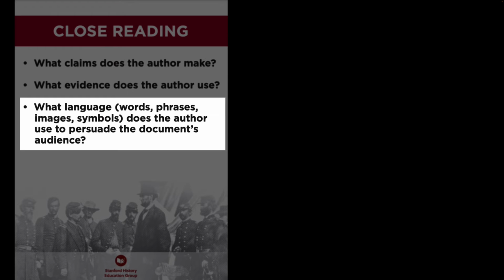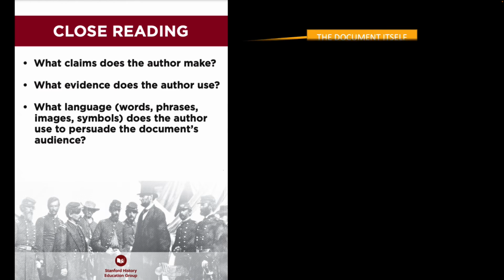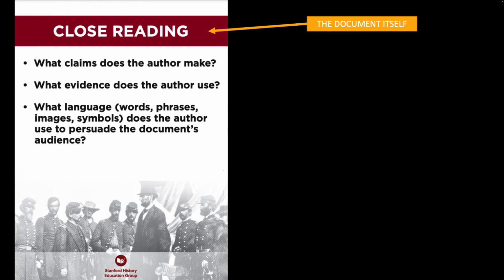What evidence does the author use? What language does the author use to persuade the document's audience? In other words, how is the document actually written and presented? That's an important part of understanding the document too. It's not just figuring out what the document says, it's also figuring out how the author says it. And you do this by focusing on the document itself. You have to spend time with these primary sources, really reading them carefully and slowly to understand not just what the author is intending to say, but also how the author is saying it.